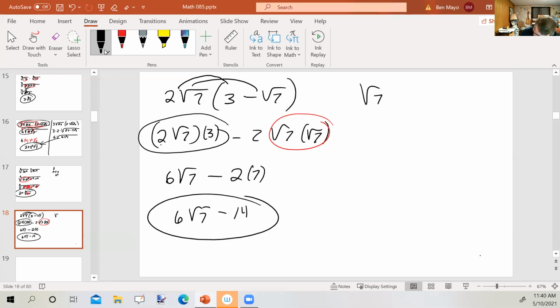The square root of 7 times the square root of 7 is, you could go the long way and say it's the square root of 49, which is 7. Or you could just say, well, the square root of 7 squared is 7. Okay.